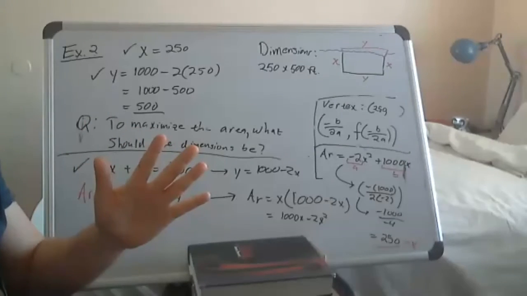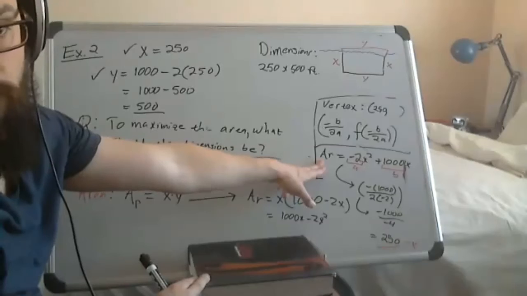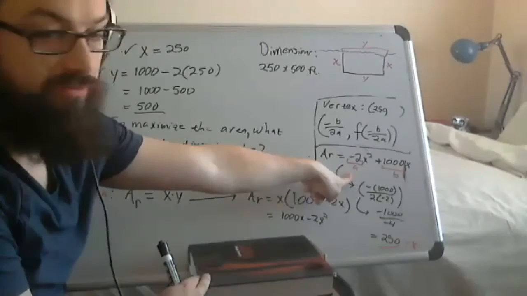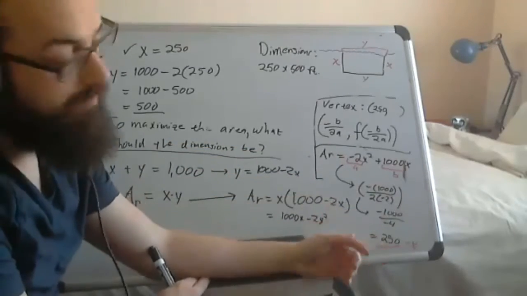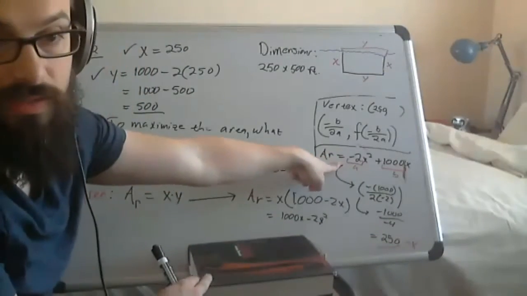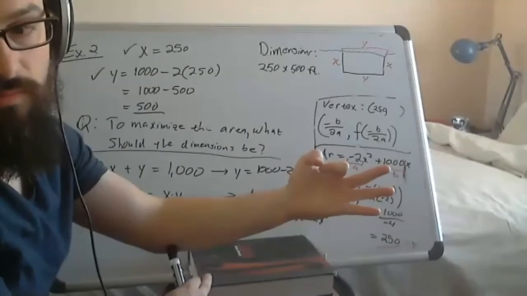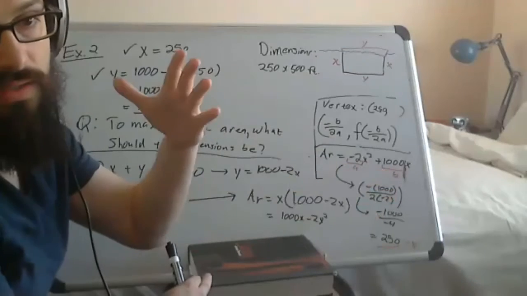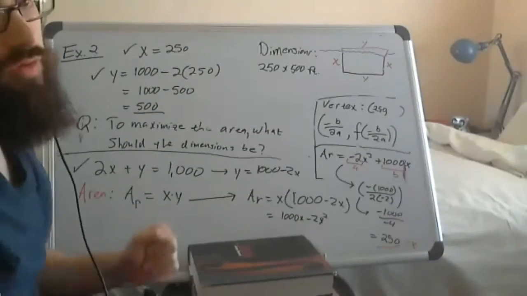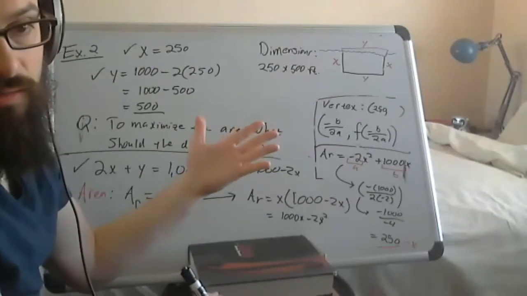So in this case, here is our area function, right? We found the x value for maximizing this. And if we were to plug this x value in here, it would give us the maximum area. But the question wasn't asking for the maximum area, it just wanted the dimensions. So you could have done this, and you could have been fine.